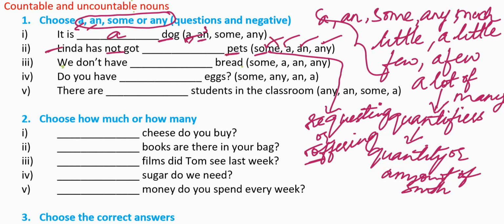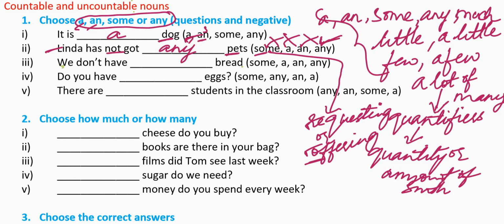Pets is a countable noun. Of course, you can count the number of pets. I have 2 pets. I have 10 pets. So, as it is plural, you cannot use a. You cannot use an also, because an is used before a singular noun and it should start with a vowel. So what is left? Any. You can write any whenever you are asking a question, or when the sentence is negative. It can be used for countable and uncountable nouns.